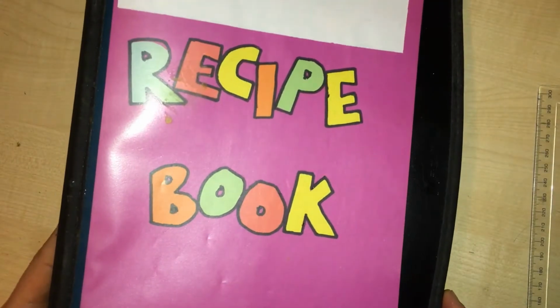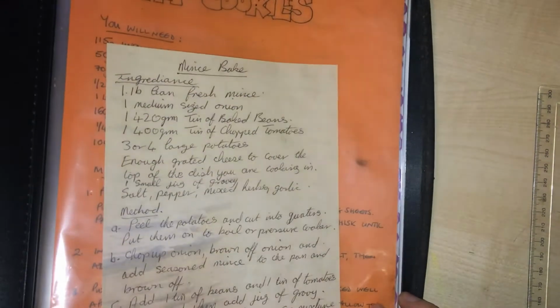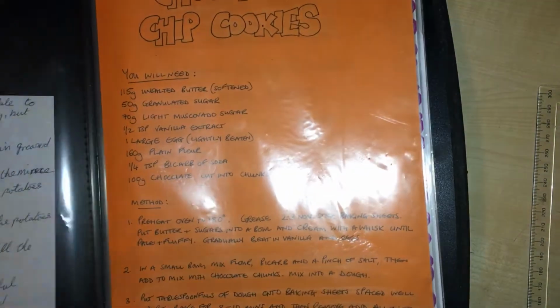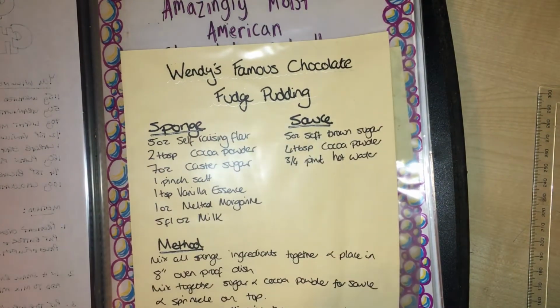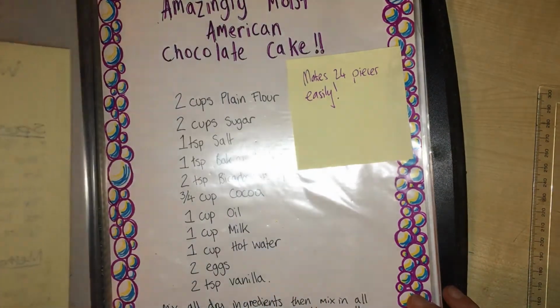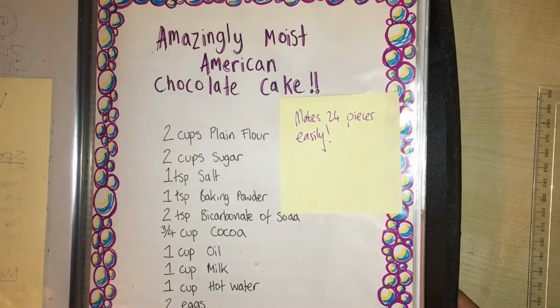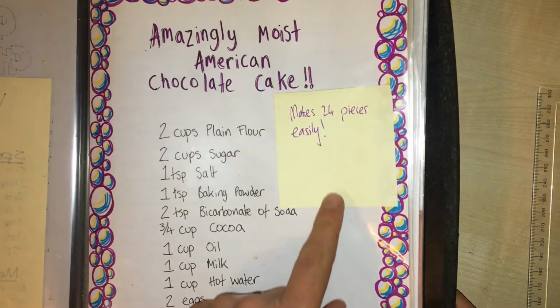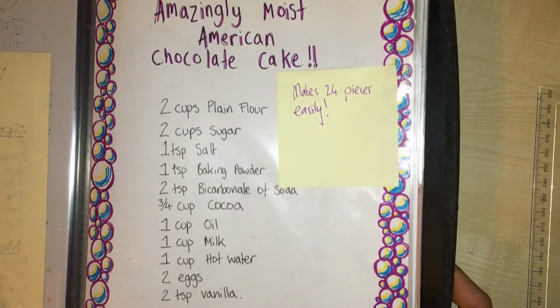I found a recipe book in the kitchen. Inside here are fantastic recipes for delicious treats. Most of them are cakes. Look at this one, famous chocolate fudge pudding. And here's a favourite of mine, amazingly moist American chocolate cake. And I put a little note here to say it easily makes 24 pieces of cake.